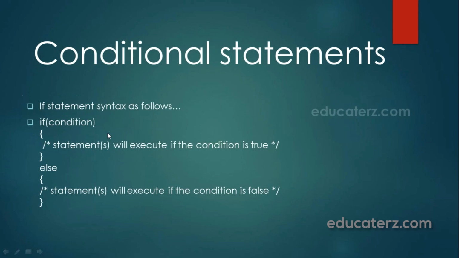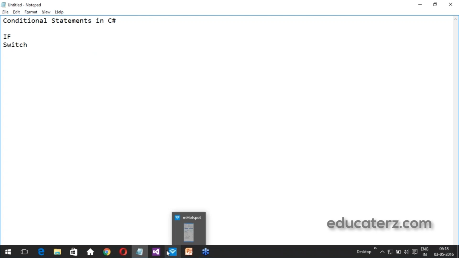In the if statement, the syntax is as follows. If the condition becomes true, then the statements in this part will execute. If the condition becomes false, then this other part of statements will get executed. Let us see that practically, with an example.